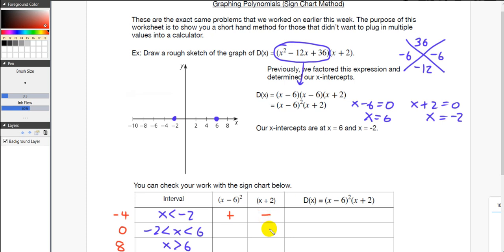Okay, so next, you can see here, this is part of our function, we're just going to multiply the signs. So we're multiplying these two, a positive and a negative number. Let me just write that for you. We're going to multiply the signs in the previous columns.